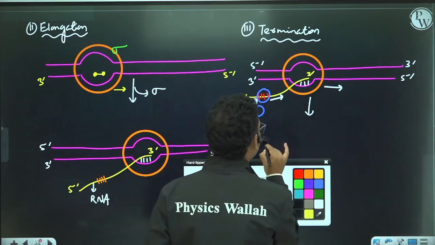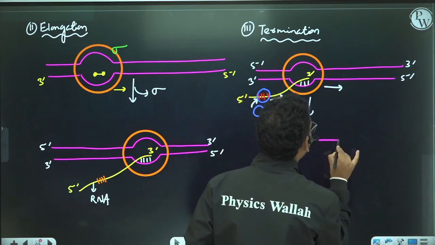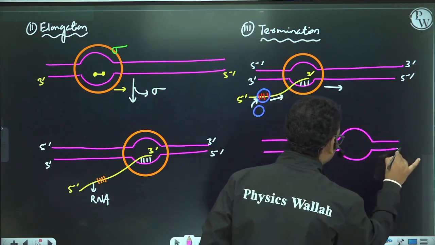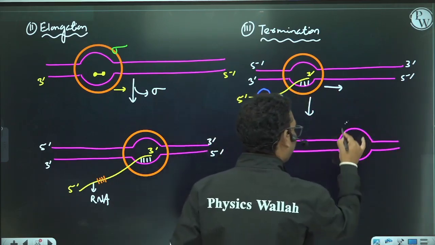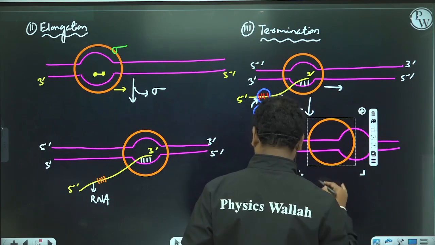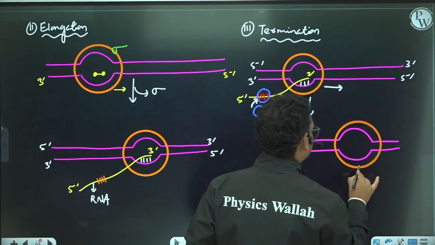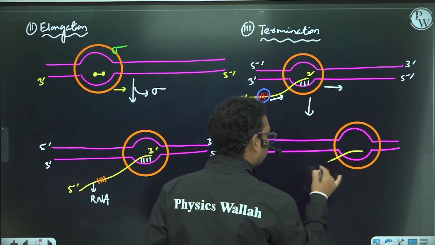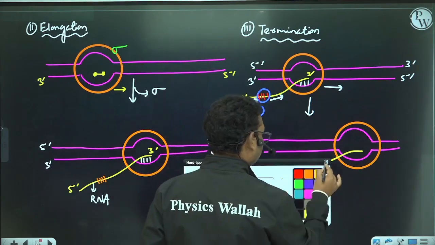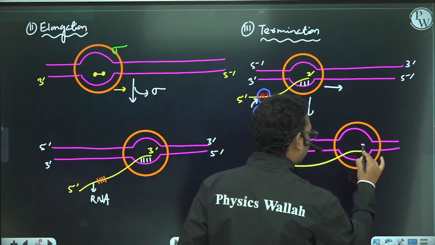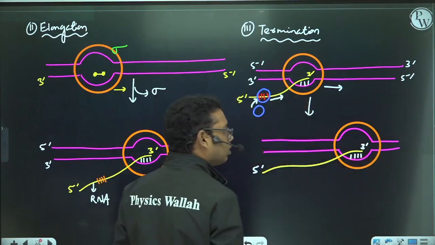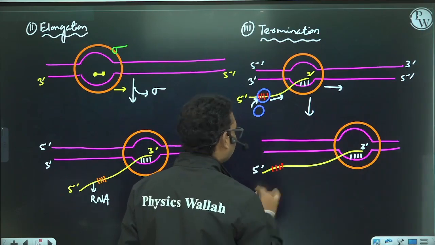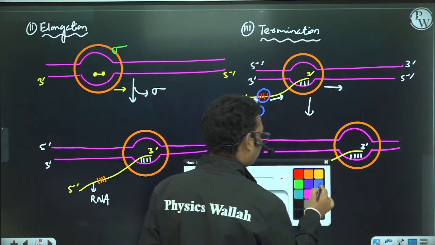Suppose this is the DNA molecule. Suppose this is the RNA polymerase. And suppose this is the RNA molecule, with the 5' end and the 3' end, and here hydrogen bonds are present. And here this is the sequence, and suppose this is the protein, the rho factor.